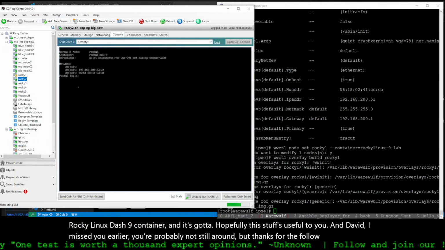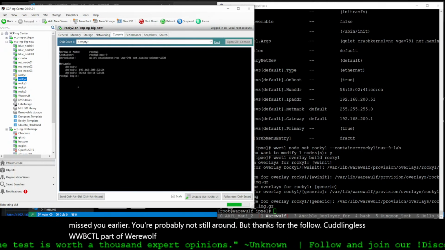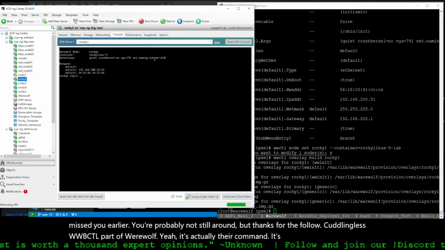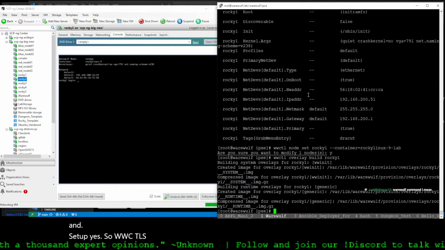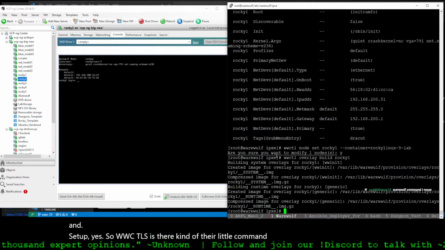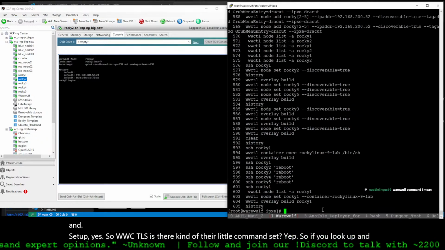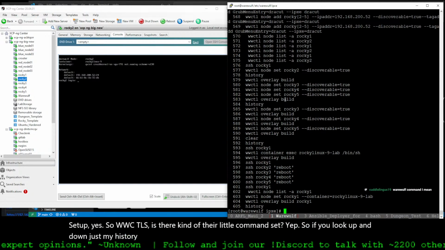Cuddlingless, WWCTL is part of Warewulf. Yeah, it's actually their command. It's like their whole command and control setup, yes. So WWCTL is their little command set. Yep. So if you look up and down just my history, it's all just WWCTL.